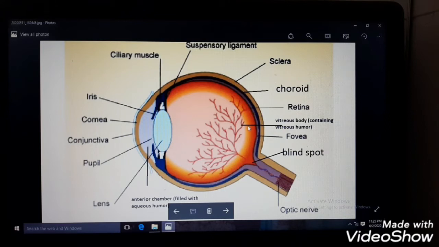Okay. Then what comes next? Next is your, now two important parts are left to discuss. That is this portion, the area between cornea and the lens, and the area between lens and retina. Actually, this purple portion is your anterior chamber, which is filled with aqueous humor, and this portion between retina and lens is a vitreous body which contains vitreous humors.